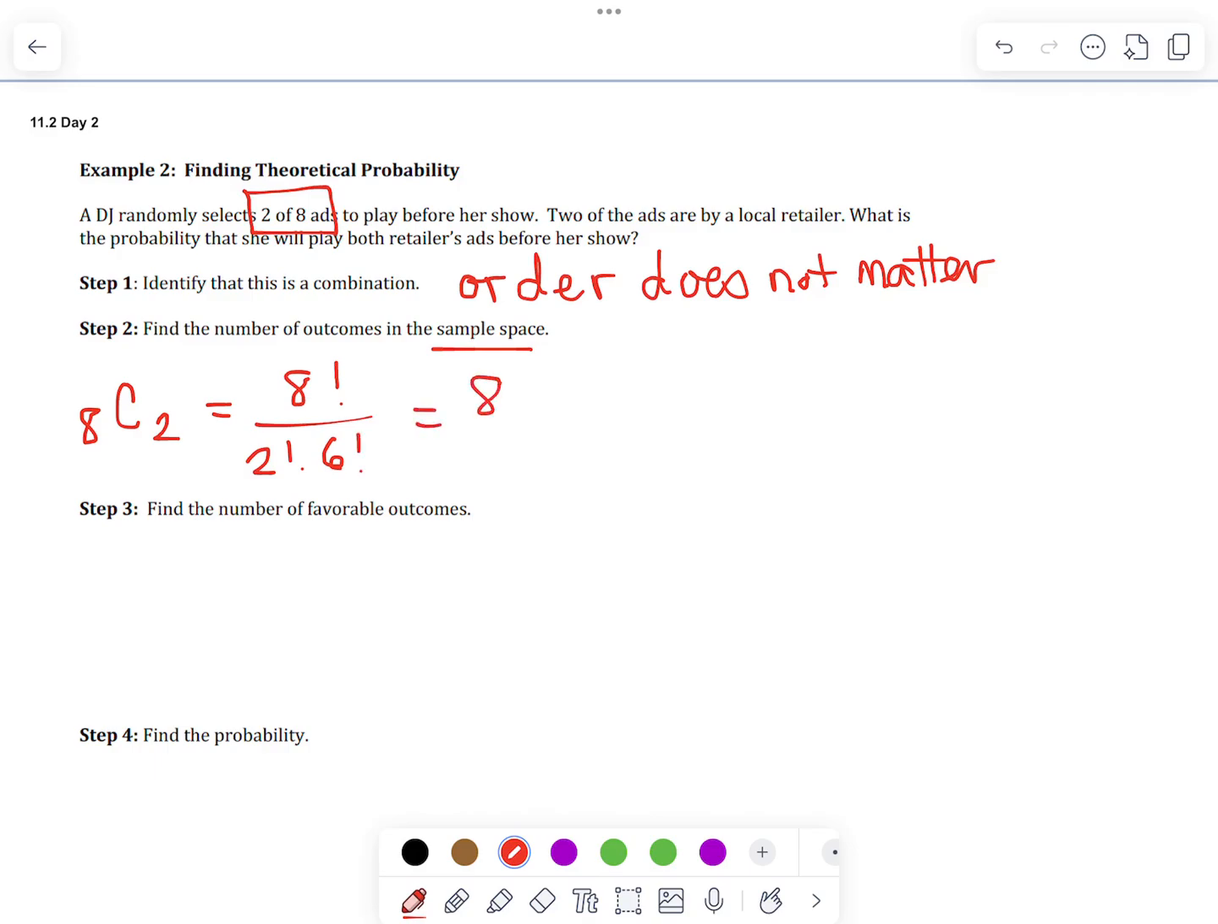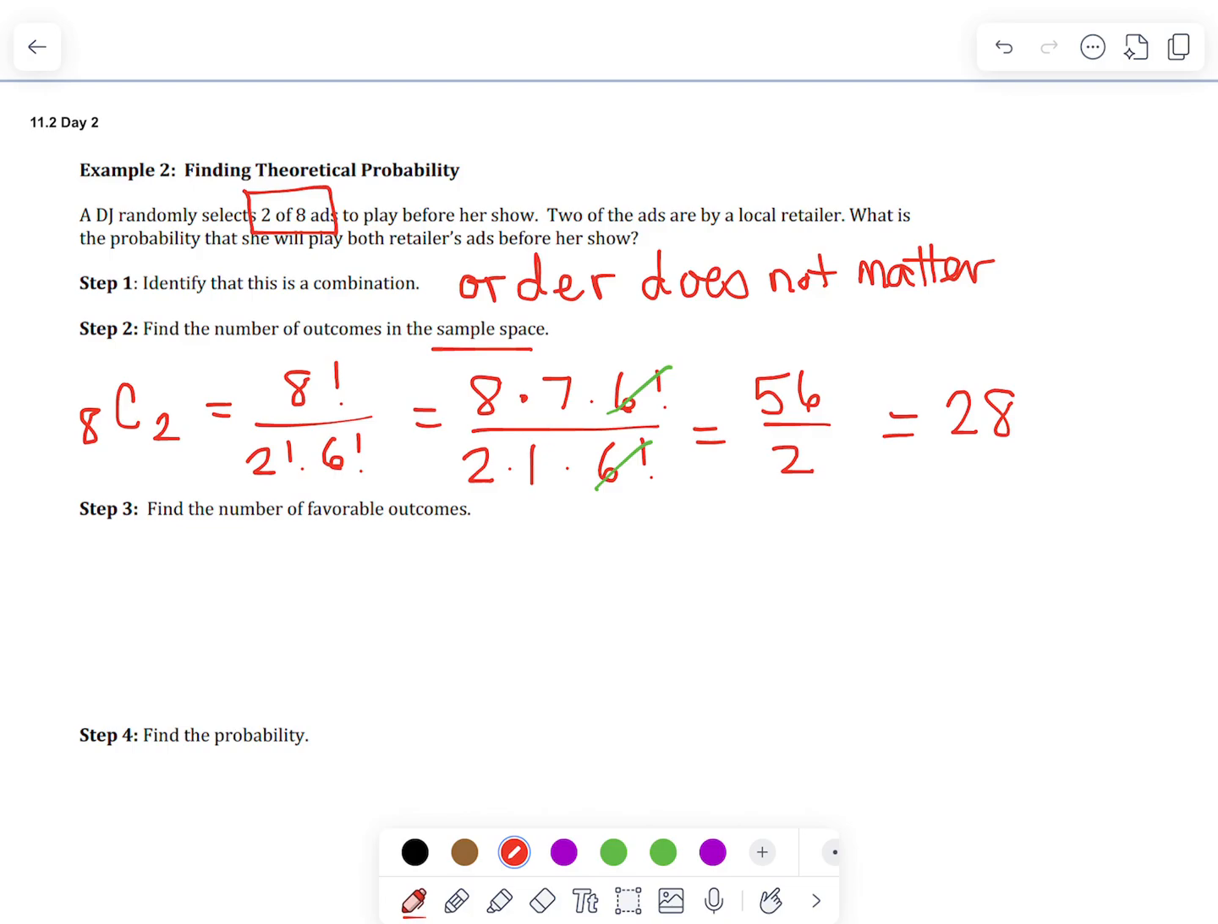And then we simplify the numerator down to 8 times 7 and then 6 factorial, and then expand the denominator, 2 times 1 and then 6 factorial. The 6 factorials will cancel. We multiply across. 56 divided by 2 is 28. So there are 28 possible outcomes for our sample space of choosing 2 out of 8 ads.